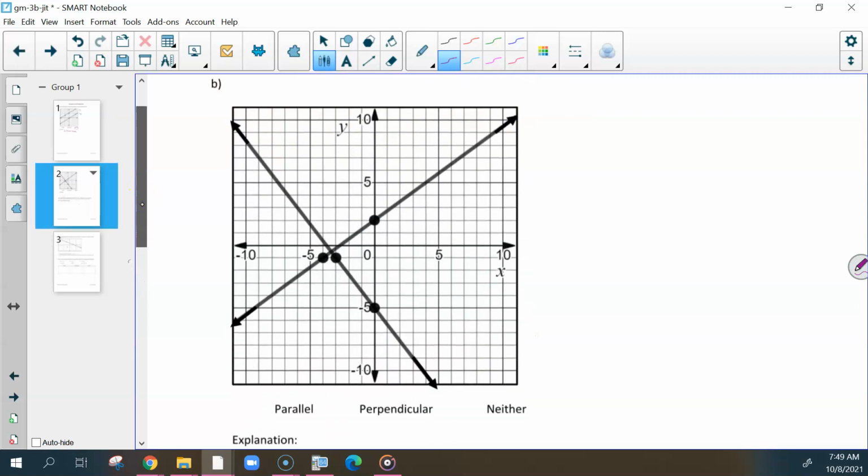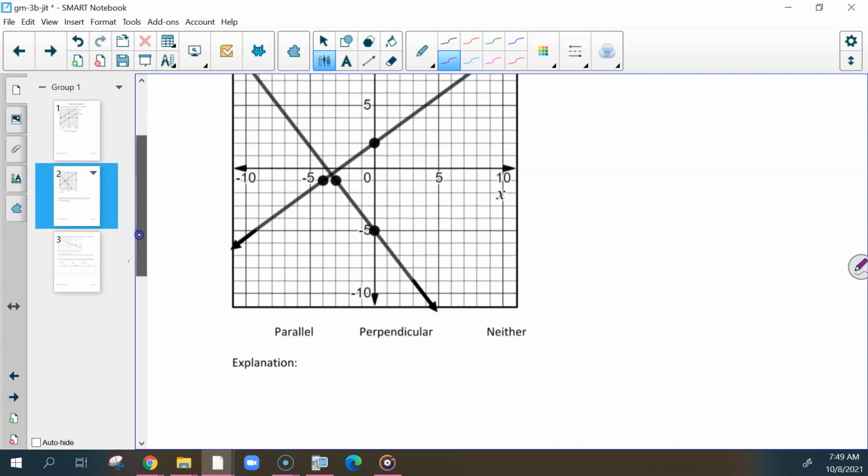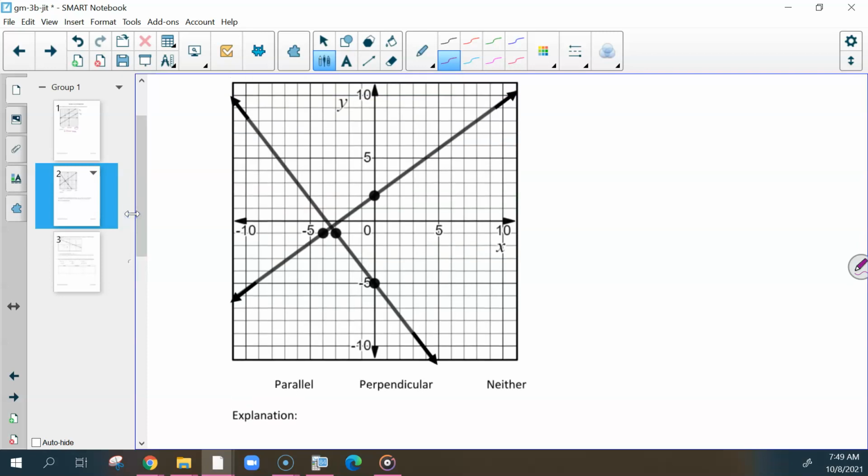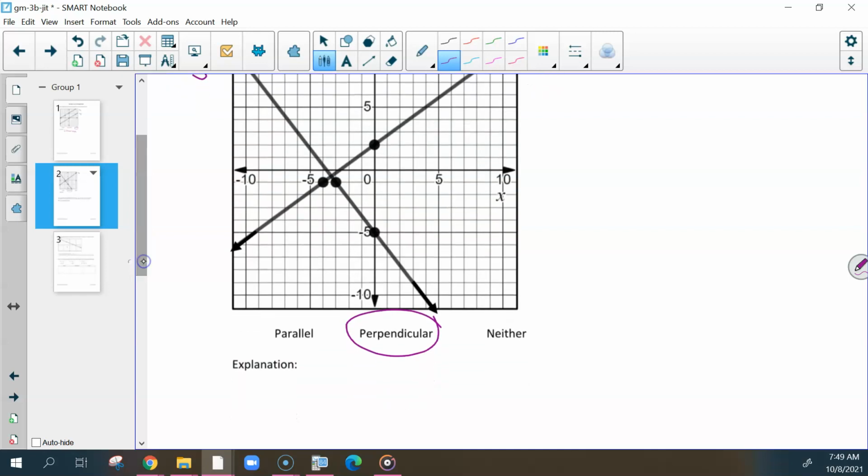For this one, were these parallel, perpendicular, or neither? Perpendicular. And what were the slopes of these two lines? Read over 4 of the one. And then for this one, negative 4/3. Make them perpendicular. So you're reasoning negative reciprocal slopes.